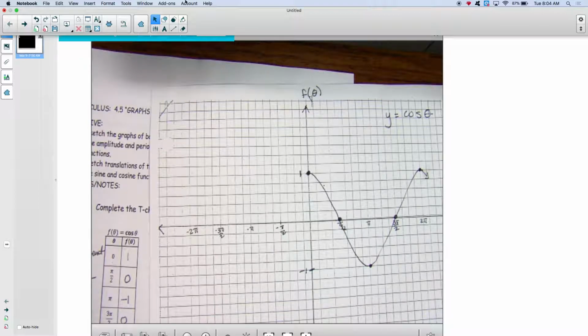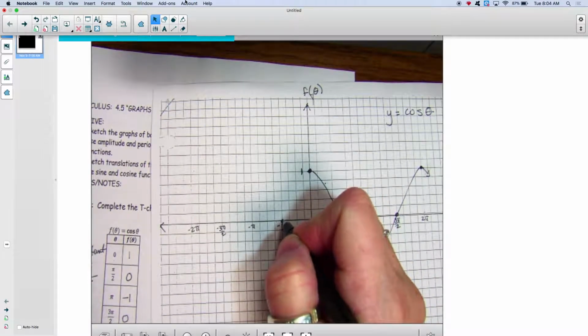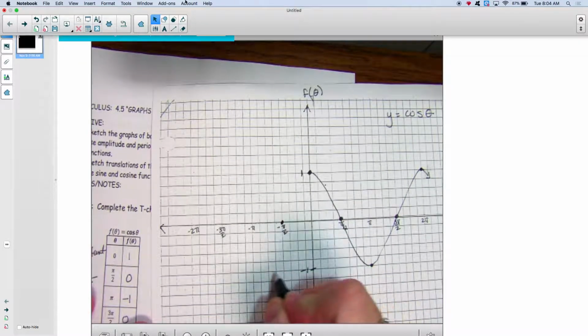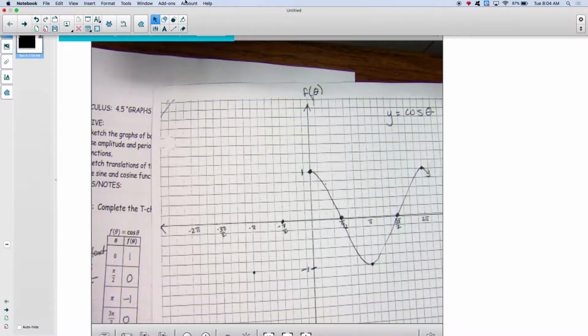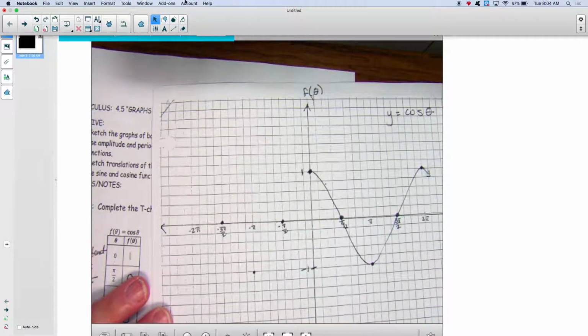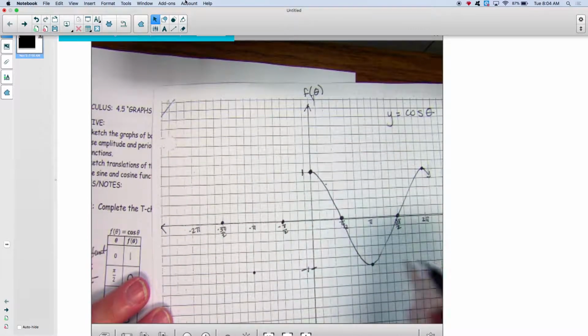Now what happens over here? Well, if I go down to negative pi over 2, what's the cosine there? 0. So at negative pi over 2, it's 0. At negative pi, I rotate clockwise, it's at negative 1. Negative 3 pi over 2 is the same as pi over 2. And negative 2 pi is the same as 0, which is the same as 2 pi.